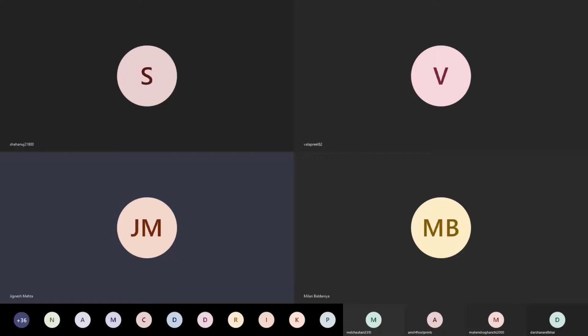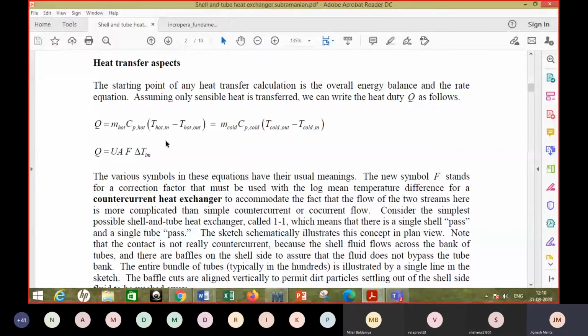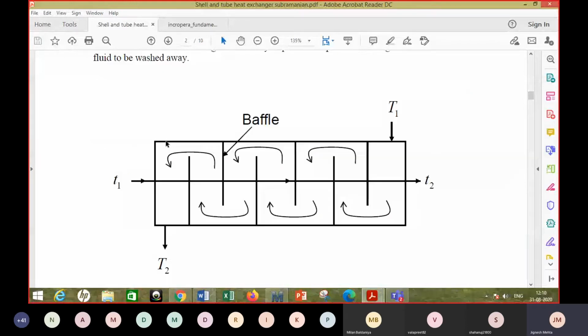In a shell and tube type of heat exchanger, the configuration is neither pure counterflow nor pure cross flow, right? The reason is the flow may be like this. As you can see here, if there is only a single pass of tube side fluid, that is schematically shown here. So the tube side fluid enters from this direction at temperature T1 and comes out at temperature T2, and there is, let's say, a single pass on the tube side.